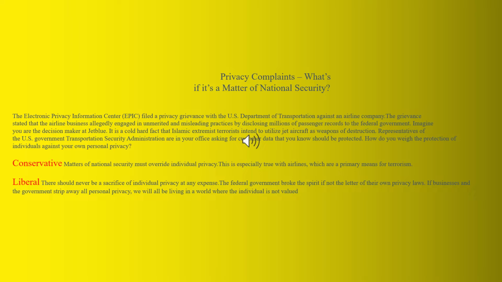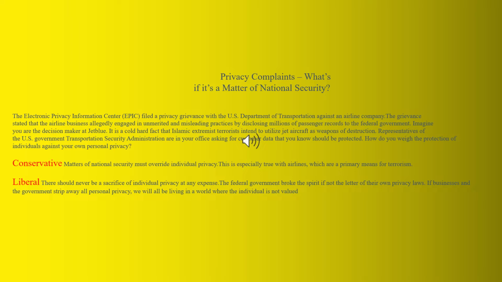Imagine you are the decision maker at JetBlue. It is a cold hard fact that Islamic extremist terrorists continue to utilize jet aircraft as weapons and distractions. Representatives of the U.S. government Transportation Security Administration are in your office asking for customers' data that you know should be protected. How do you weigh the protection of the individual against your own personal privacy?